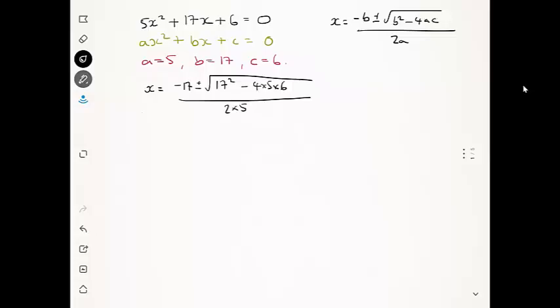And now as I go through, what rule 1, go slowly, means is I'm just going to do 1 or 2 or 3 little sums at a time as I go from line of working to line of working. So I'm just going to do 17 squared, 4 times 5 times 6, and 2 times 5 in this first line of working. So I'm still looking at x is minus 17 plus or minus a big square root of something, and that big square root, 17 squared I happen to know is 289. 4 times 5 is 20 times 6 is 120, and I'm dividing all of that by 10. So I've just done 2, 3 little sums.